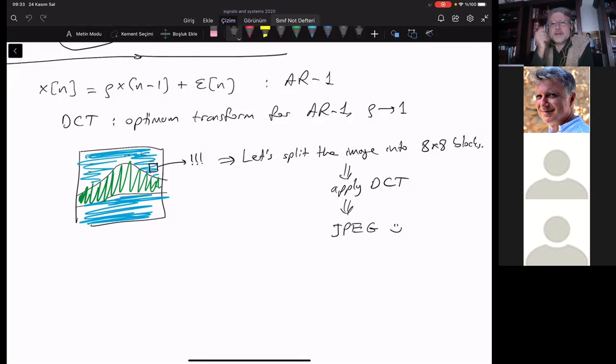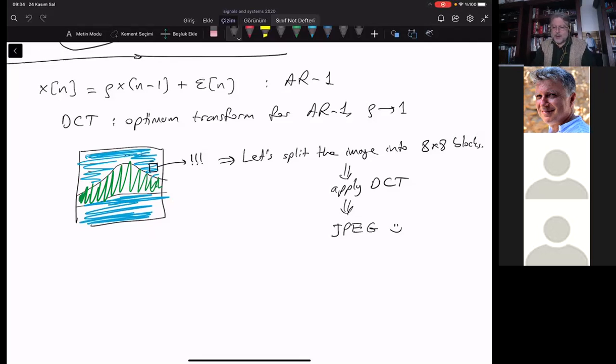But because of the availability of the discrete cosine transform, particularly for autoregressive one sequences, we further said that we should better apply it to images horizontally and vertically, but only along a region where this autoregressive one assumption holds. Otherwise, if we don't have that kind of an assumption, DCT does not perform well.